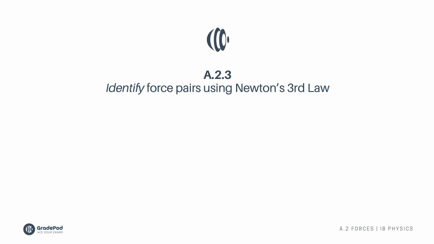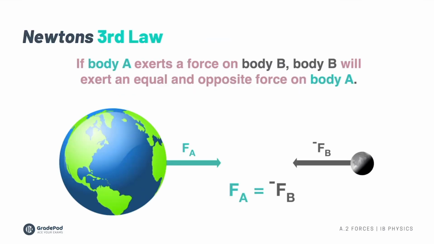Let's look at Newton's third law in a little bit more detail and identify force pairs using Newton's third law. We already know that Newton's third law is defined as: if body A exerts a force on body B, then B will exert an equal and opposite force on body A. And I mentioned before that there are Newton's third law pairs all over the world and in the universe, because we have an example here of the Earth and the Moon.